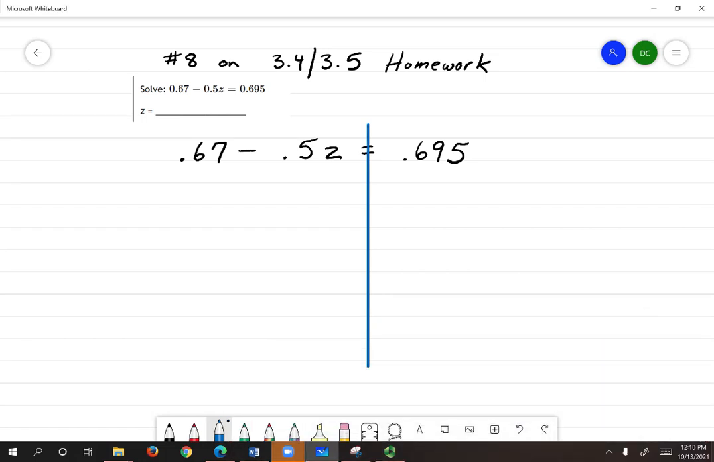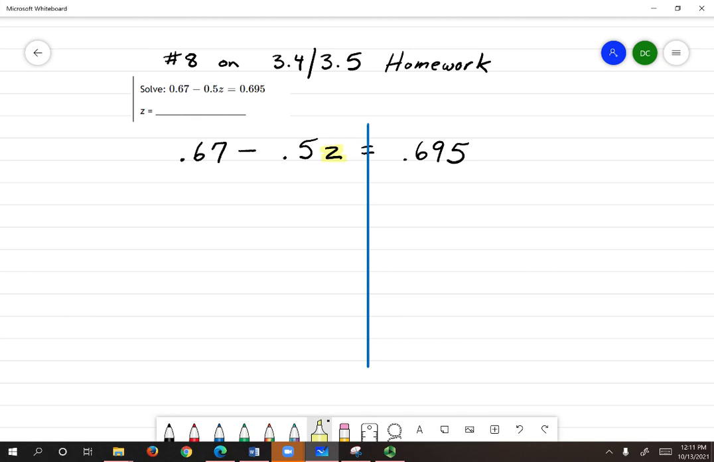This is number 8 on the 3.4/3.5 homework. So remember, when we are working on algebra, we always kind of focus in on the variable. In this case, our variable is z, and it wants to be by itself. So the question is, how do we get it by itself?